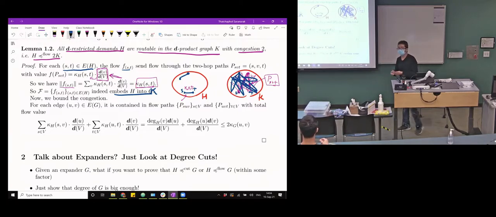Question? Does the capital V contain S and T? Yeah.